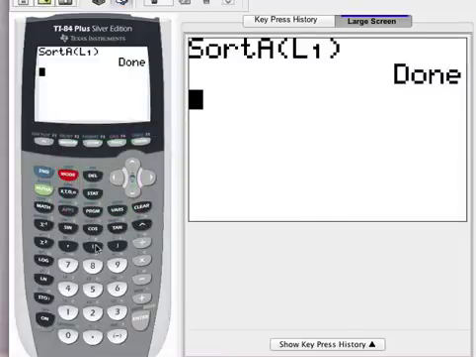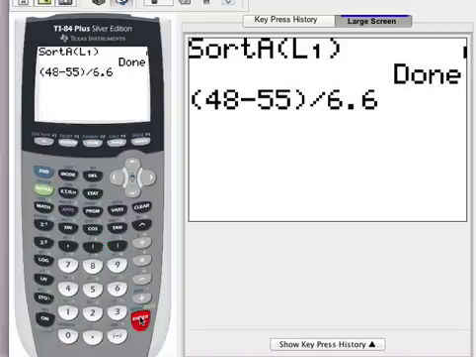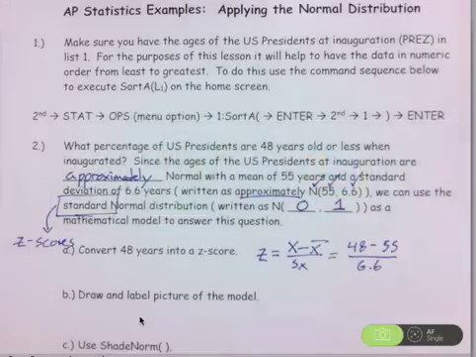Here, if you're going to do this as one calculation, use parentheses around your numerator. 48 minus 55, that's the observation minus the mean. Divide by the standard deviation of 6.6. That gives us a z-score of about negative 1.06, if I round that to 2 decimal places.